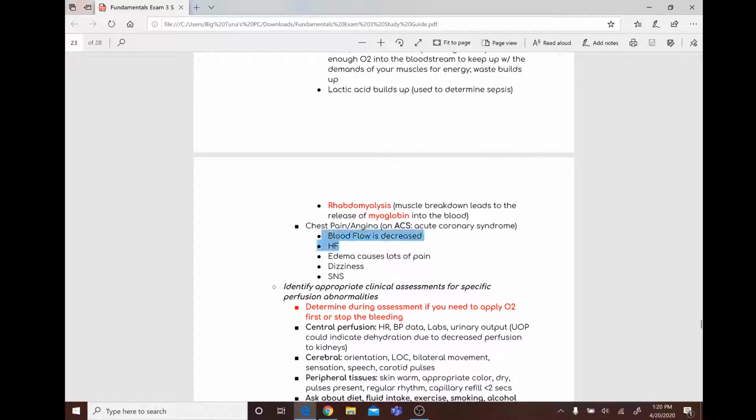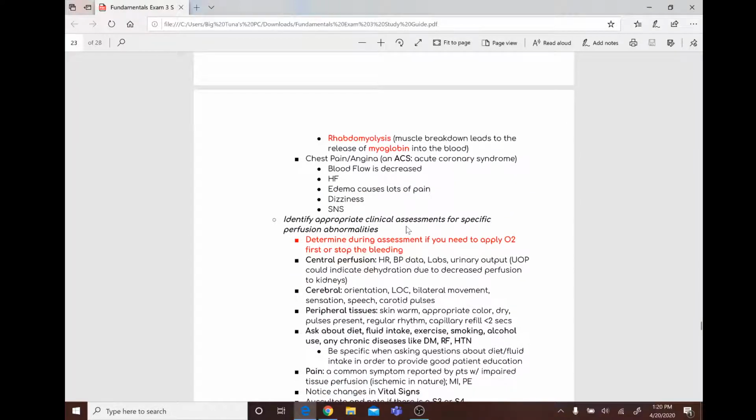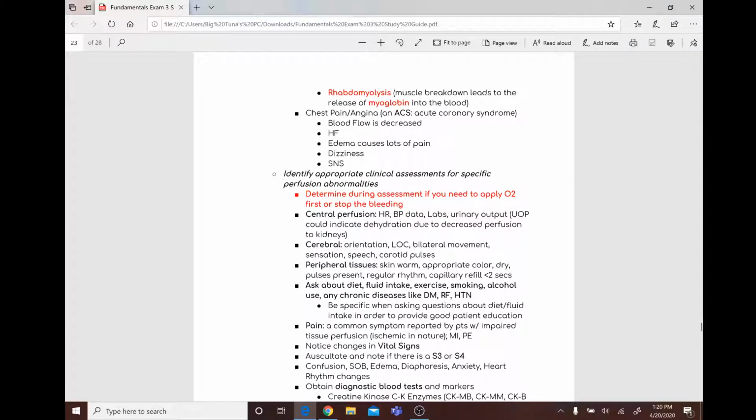Chest pain, blood flow decrease, heart failure, edema, cause lots of pain, dizziness, and SNS. What are the assessments we'll do for central perfusion? Heart rate, blood pressure, labs, and urinary output. What assessments are we going to do for cerebral perfusion? Orientation, LOC, bilateral movement, sensation, speech, and carotid pulses.